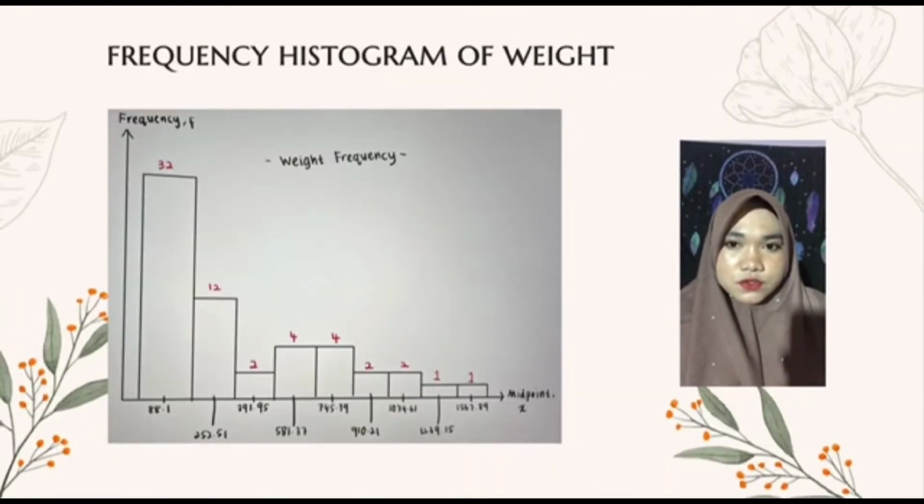Next, the frequency histogram of weight. The histogram shows the midpoint 88.1 states the highest frequency in the weight category. Next, midpoint 1239.15, and midpoint 1567.89 state the lowest frequency, which is 1.